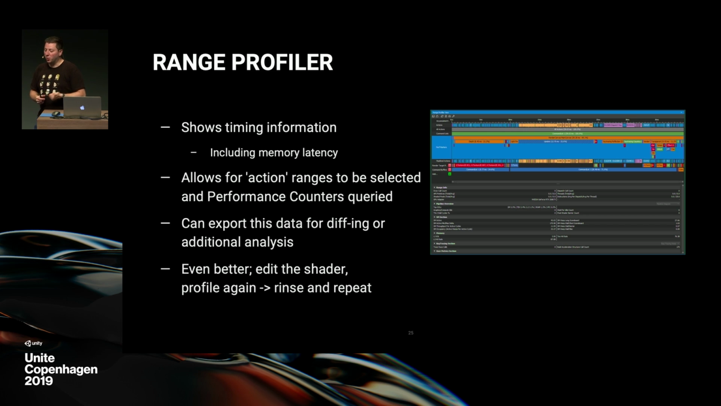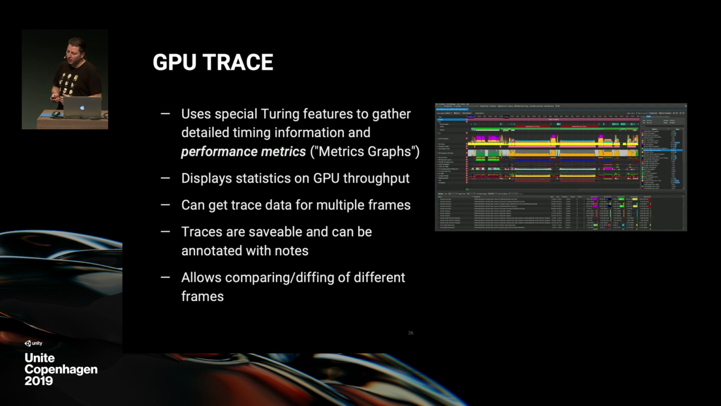You can export this data for diffing or for additional analysis. So you get a CSV, you can store that off. You can do nightly runs if you want to, where you can see how this data is evolving over time. And then this is really cool. You can actually edit shaders within Nsight Graphics, do another range profile to see what the result of that is. So you can create a good iterative development cycle that allows you to see if you made some minor or major changes, what the outcome of that would be.